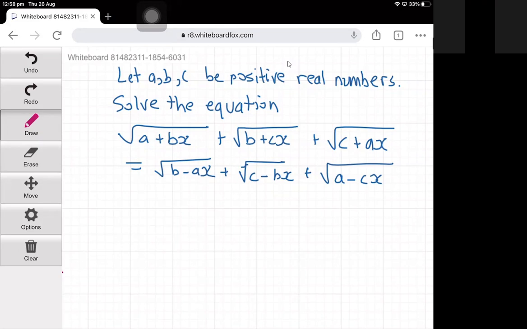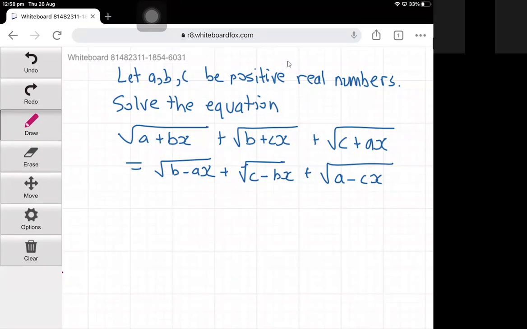Hello, today we'll be having a go at the following algebra question. Let's have a look at the question. Let a, b, and c be positive real numbers. Solve the equation: square root of a plus bx plus square root of b plus cx plus square root of c plus ax equals the square root of b minus ax plus the square root of c minus bx plus the square root of a minus cx.